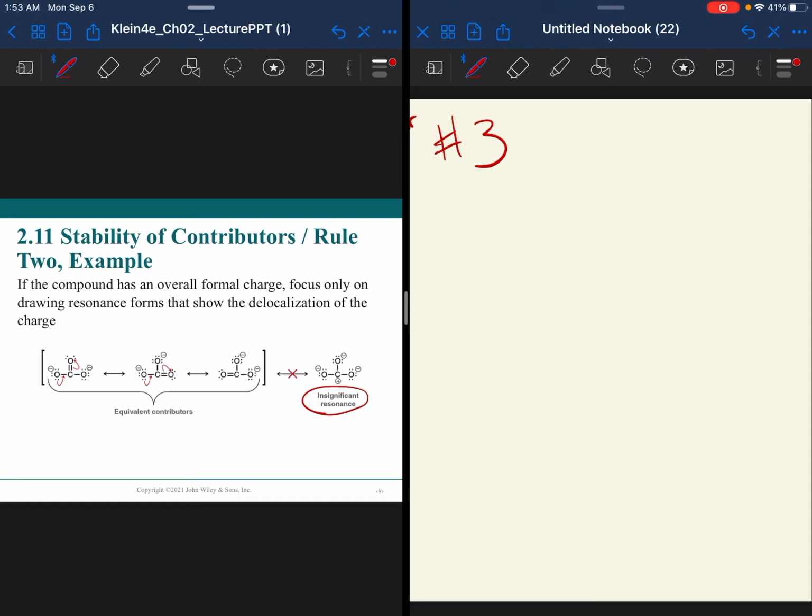But I'm not sure why they put an X here. It's still a Lewis structure. It's not a very good one.